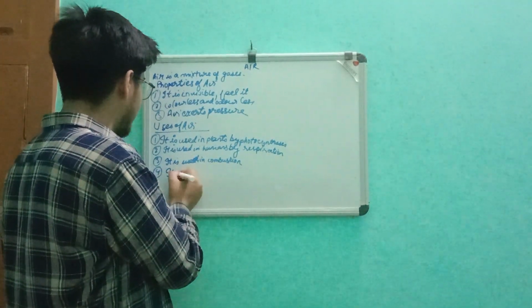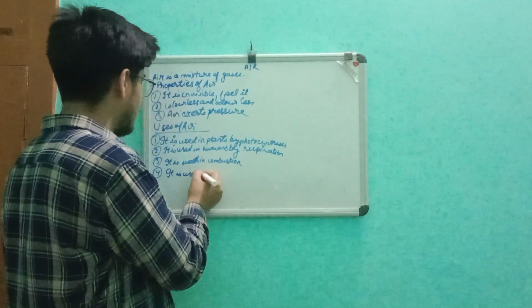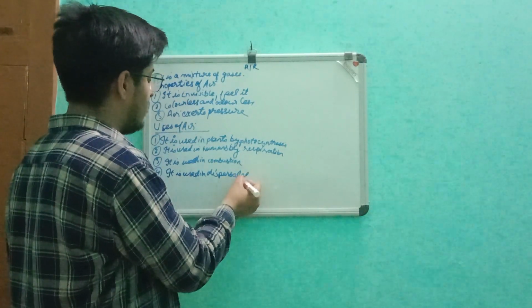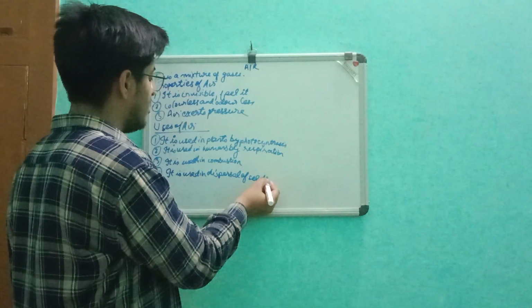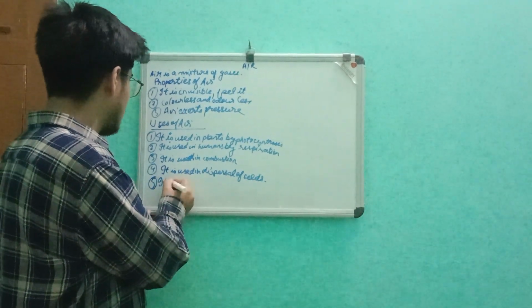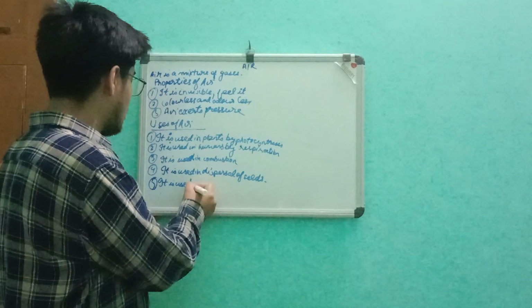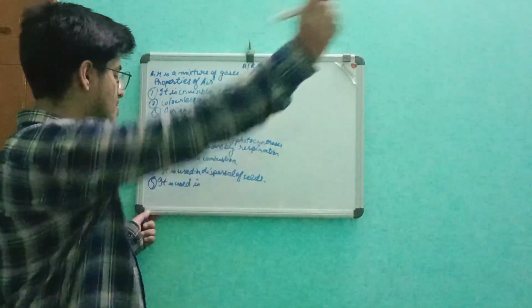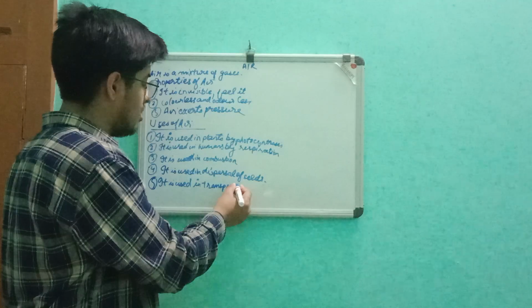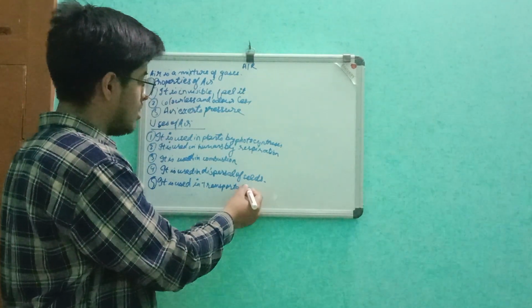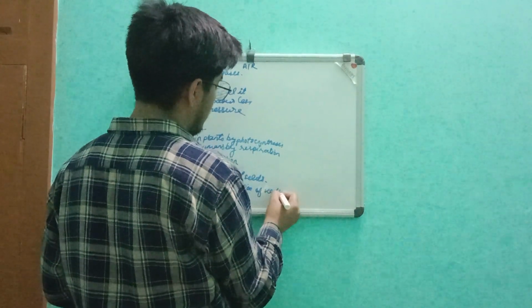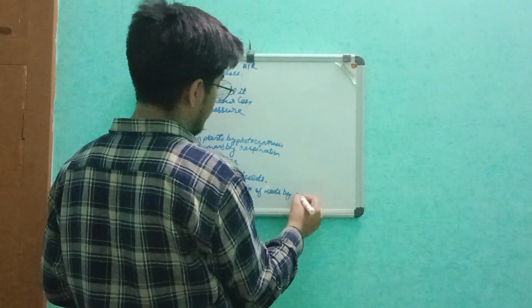The fourth point is, it is used in dispersal of seeds. Now the last is, it is used in transportation of seeds by pollination.